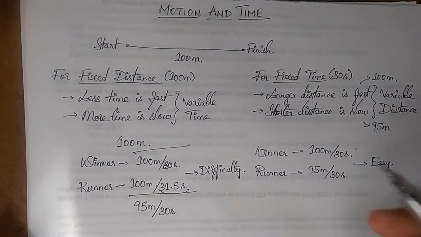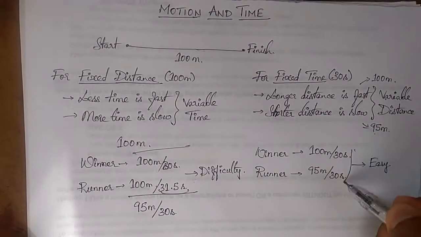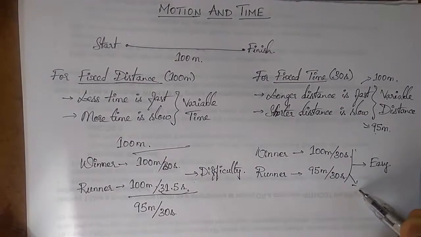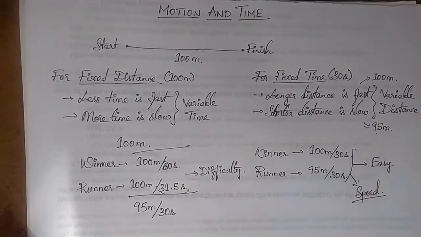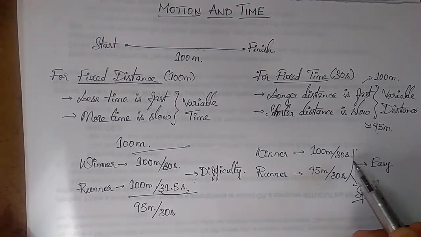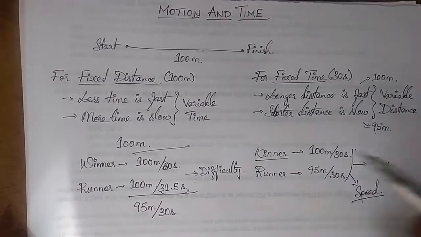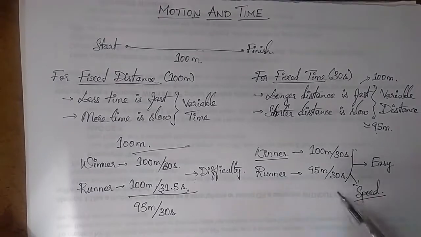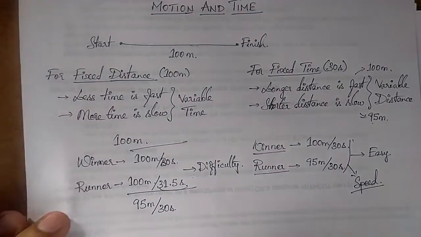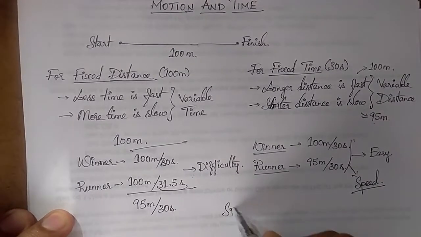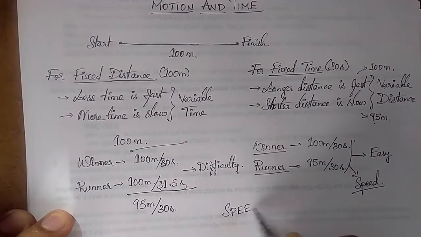The quantity that I have represented here is called the speed. 100 meter per 30 second is the speed of the winner and 95 meter per 30 second is the speed of the runner. Now we will see what speed is and define it.